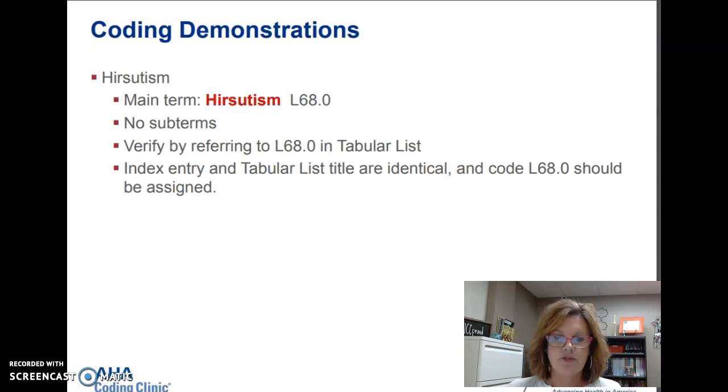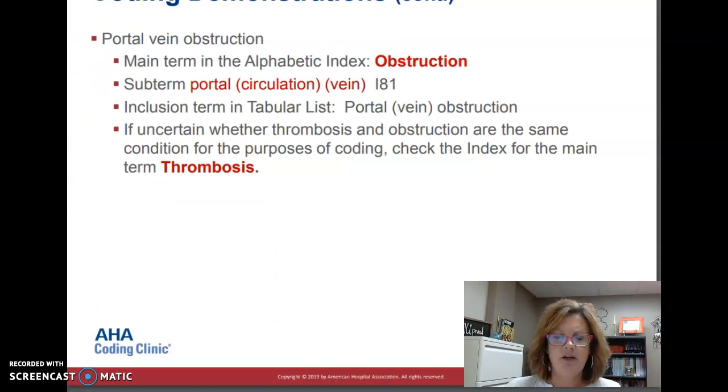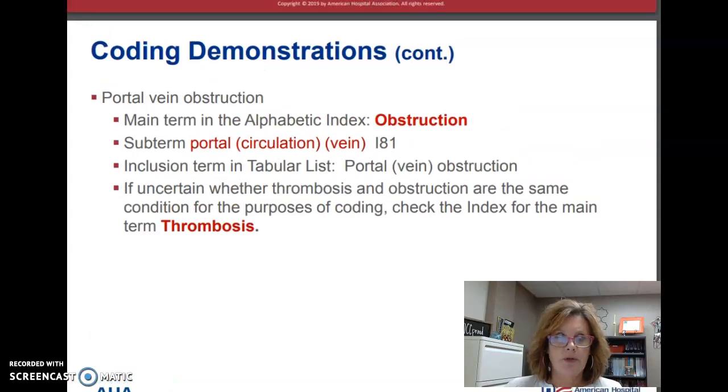Okay, so coding demonstration. They just went through one here that didn't have any subterms. Okay, this one here, portal vein obstruction. We look at our main term obstruction, our subterm portal, and circulation. It gives us I81. So again, what you want to do is go back in the tabular and double check that to see, hey, is this the right code? Do we have everything coded out? Are there more digits than just I81?